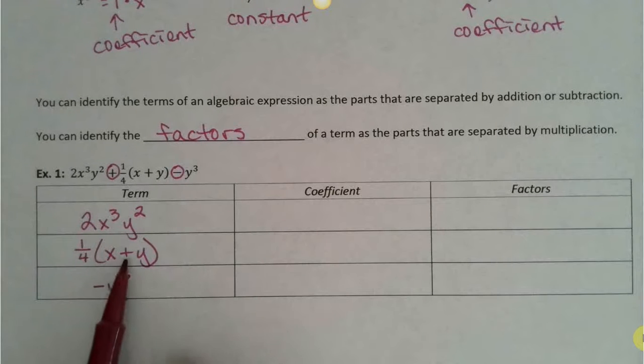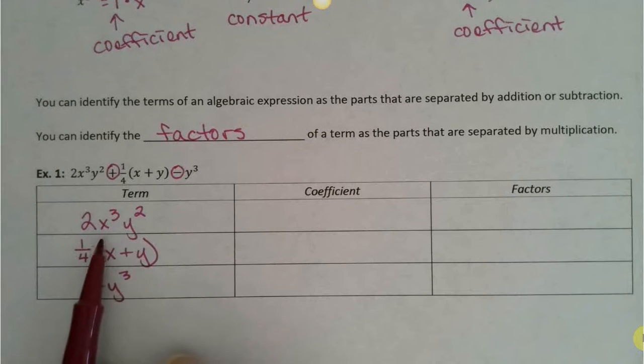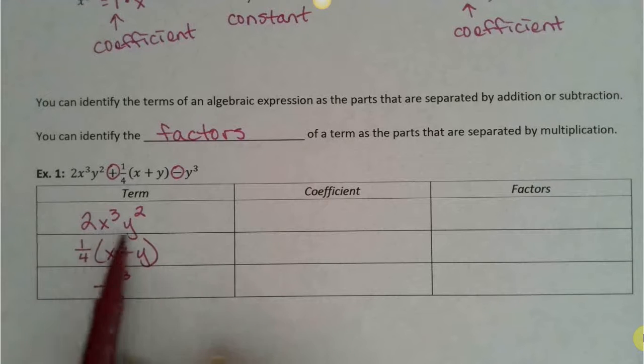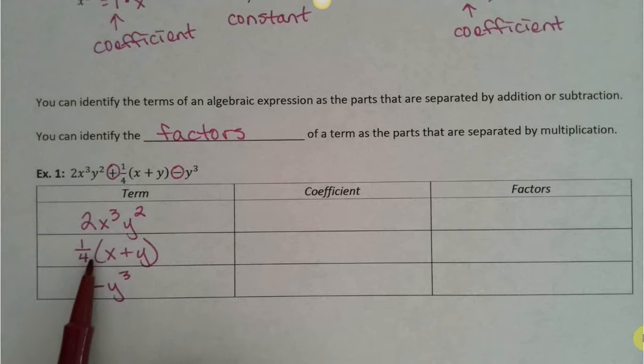Now in the second term, we see this addition sign, but the fact that the x and the y are in parentheses with a number attached to it doesn't make these 2 separate terms. We have to think of this as all one big chunk, one big term, because of the multiplication that's going on here. So now that we've identified the terms, we can pick out the coefficients and the factors.